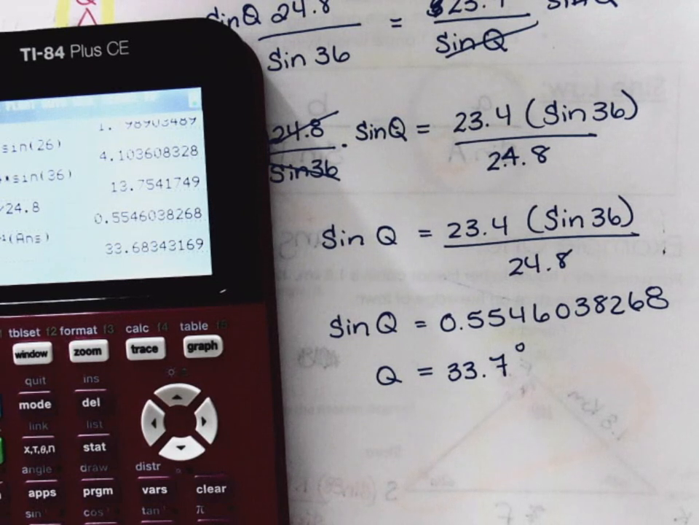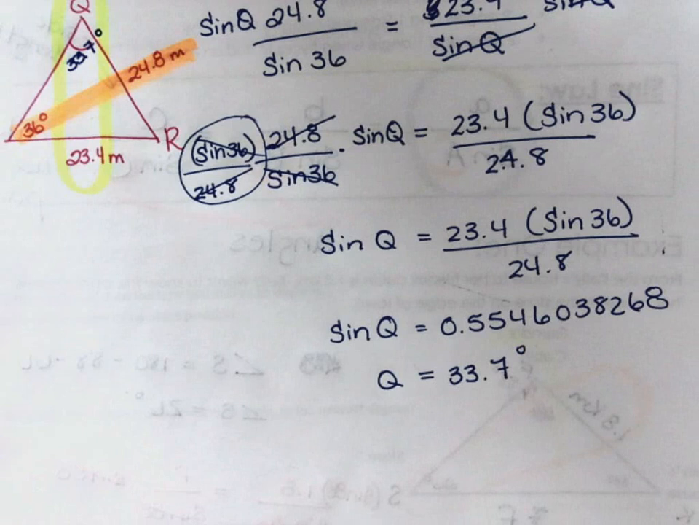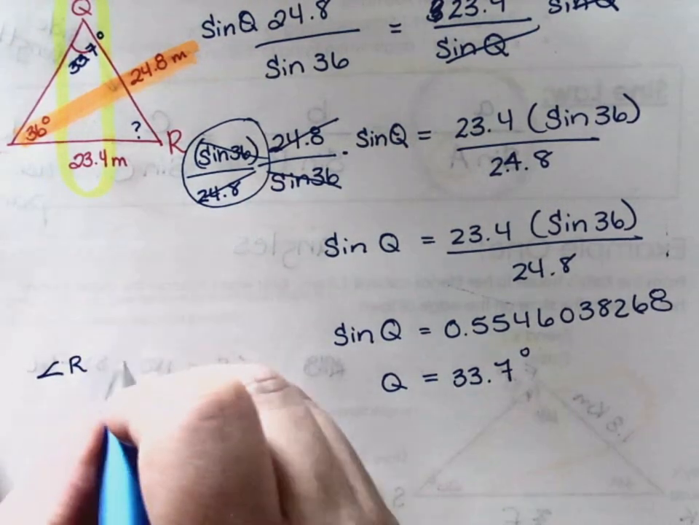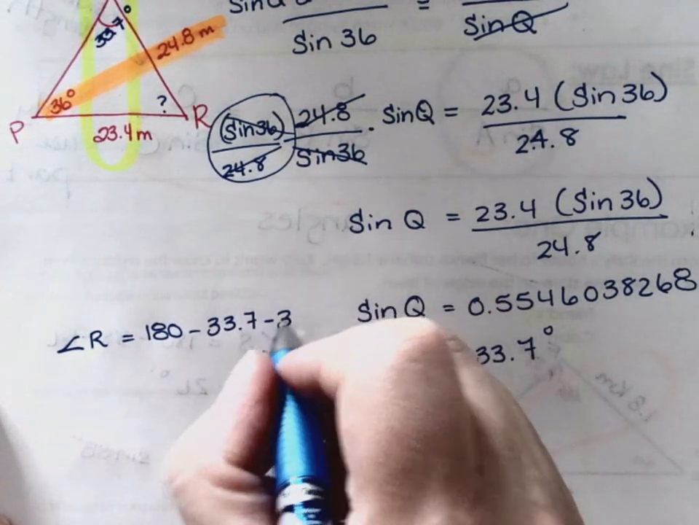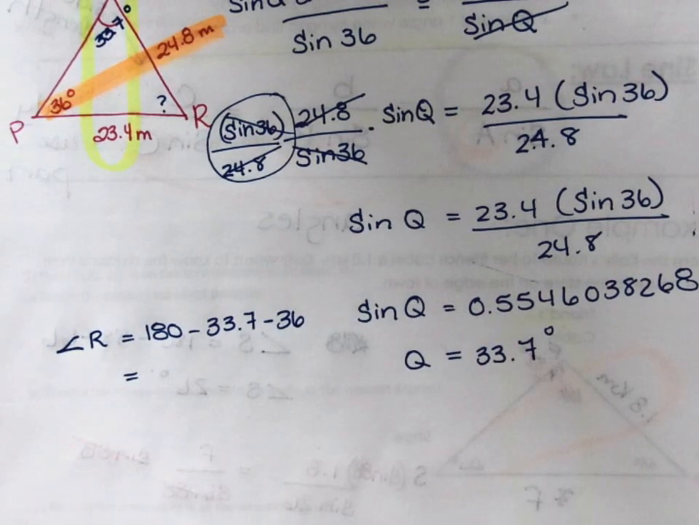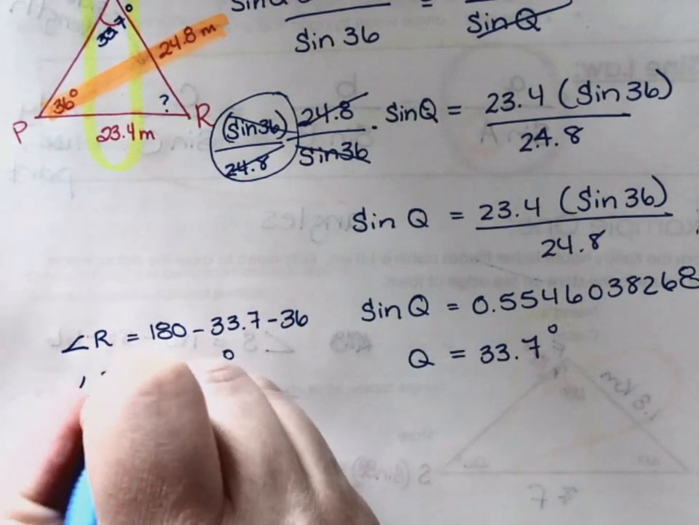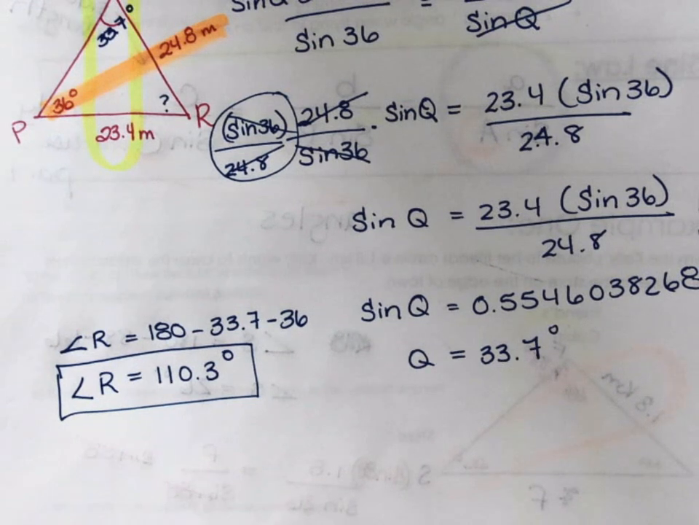Did I answer the question? No. Still no. So we know that this angle is 33.7 degrees. So how am I going to find angle R? Subtract everything from 180. Yep. So angle R is equal to 180 minus 33.7 minus 36. And I only ever put my degree symbols in my answer. Okay, and that's it. Easy peasy.